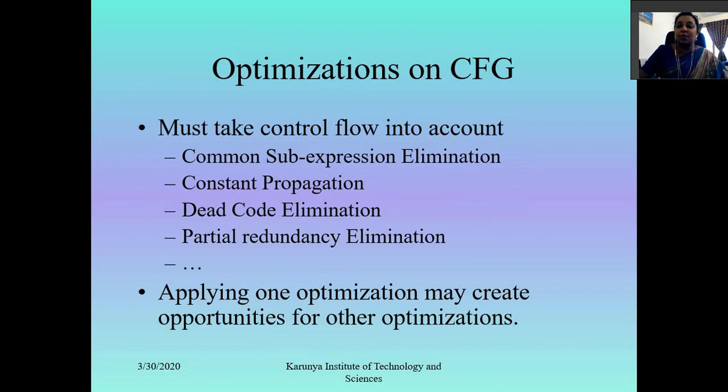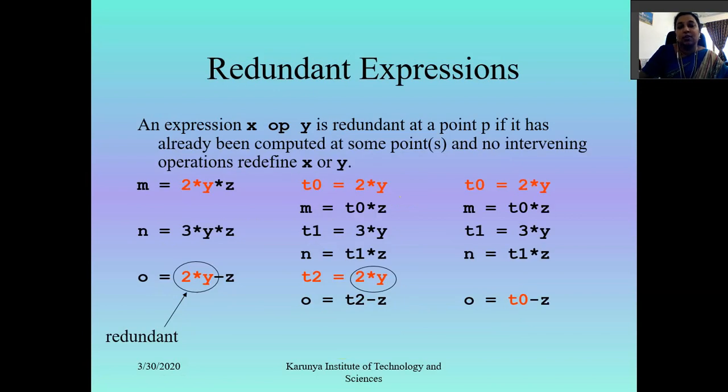Then you have optimizations on context-free grammar. We'll see how it works. You have common sub-expression elimination, constant propagation. There is partial redundancy elimination, dead code elimination, and so on. Now we'll see redundant expressions. Redundant expressions is similar to our common sub-expression.